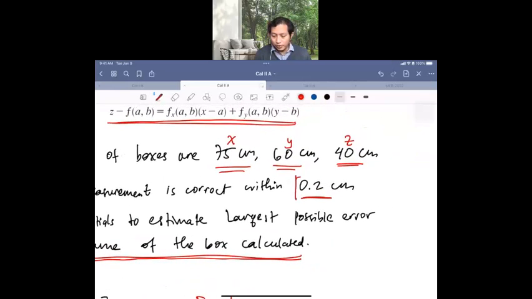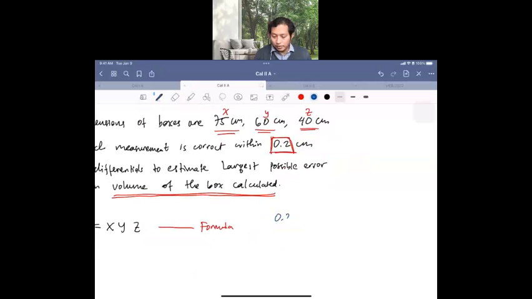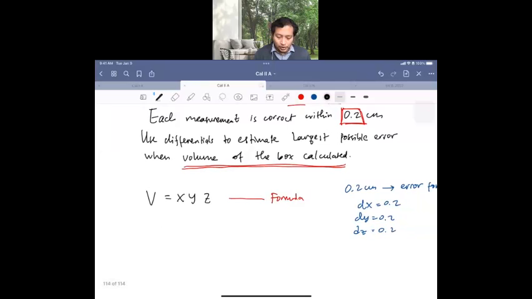And this 0.2 will be the error for each x, y, z. So we can say that 0.2 centimeter is the error for each length. Or we can say that dx is 0.2, dy is 0.2, and dz is 0.2. Okay? I hope this explanation is understandable. Now, we are going to partially differentiate, or we find the dV.